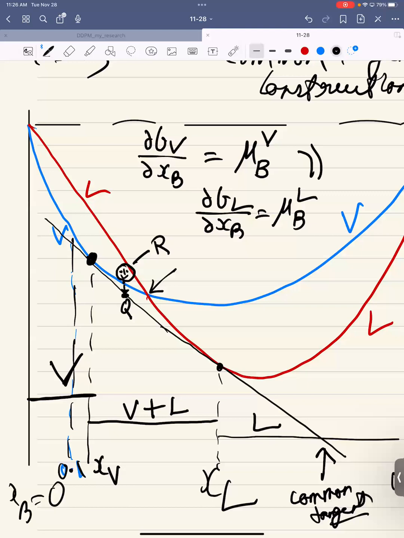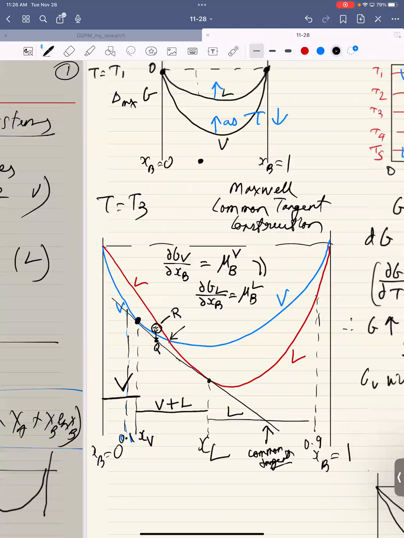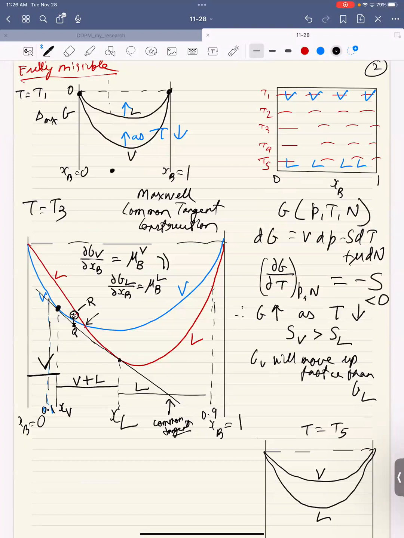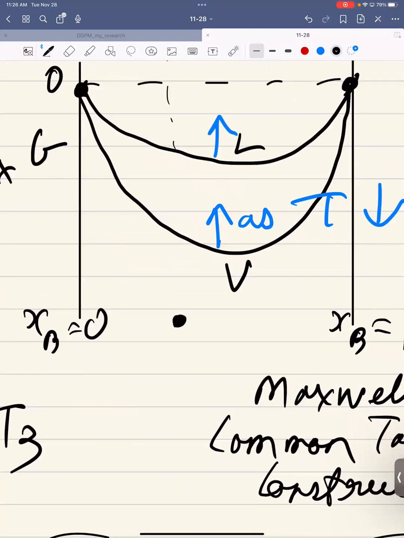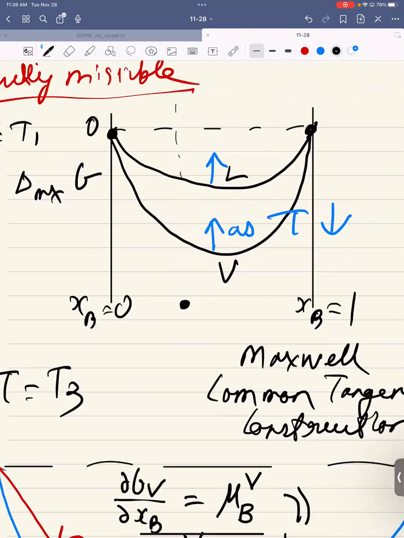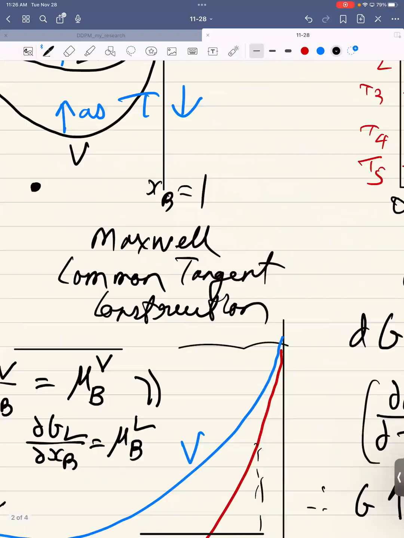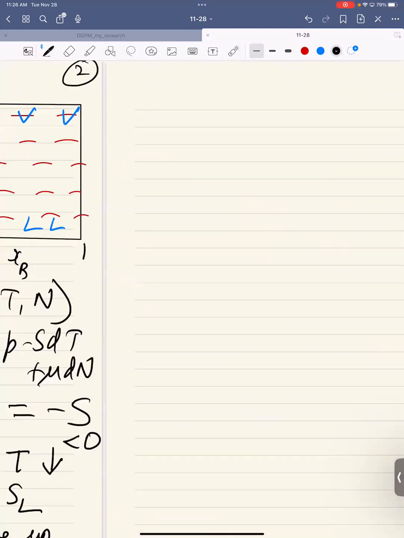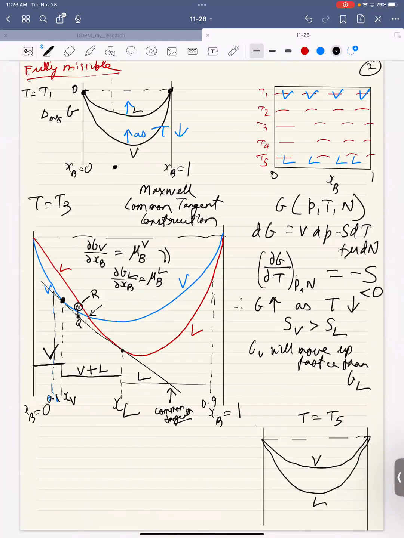Let me go through this argument once again from the beginning. At the very highest temperature, T equal to T1, we all know the system is going to be fully vapor, right? So it's going to look like this. The free energy of vapor is always lower than the free energy of liquid, right? At very, very low temperatures, the system is going to be all liquid. So liquid free energy is lower than vapor, right?